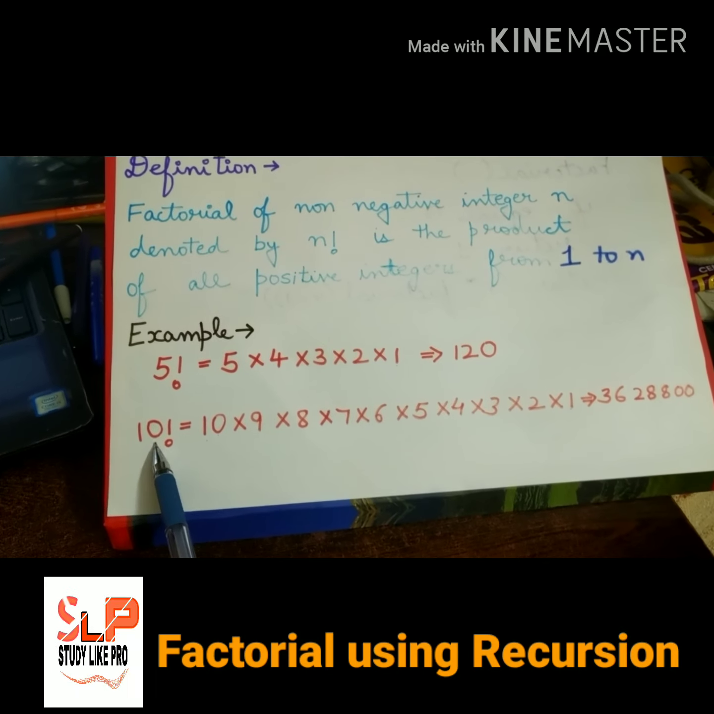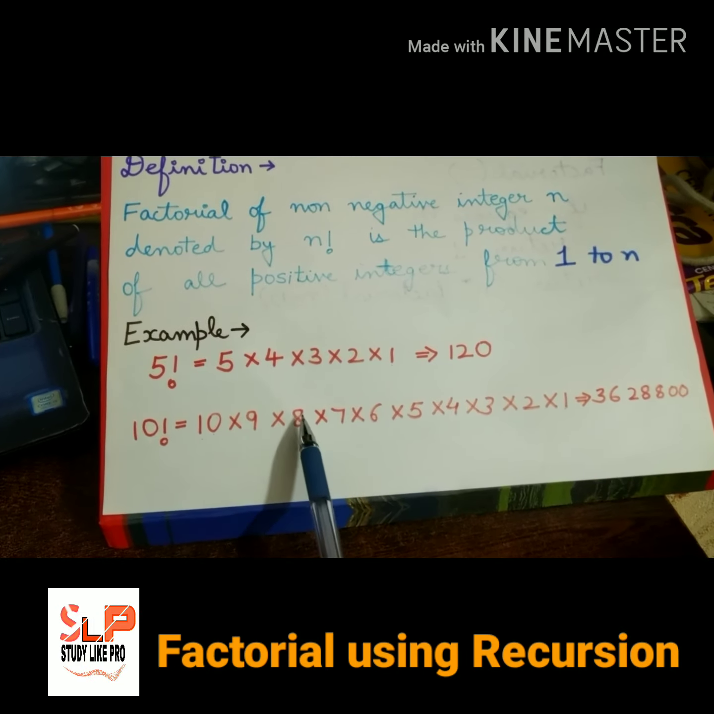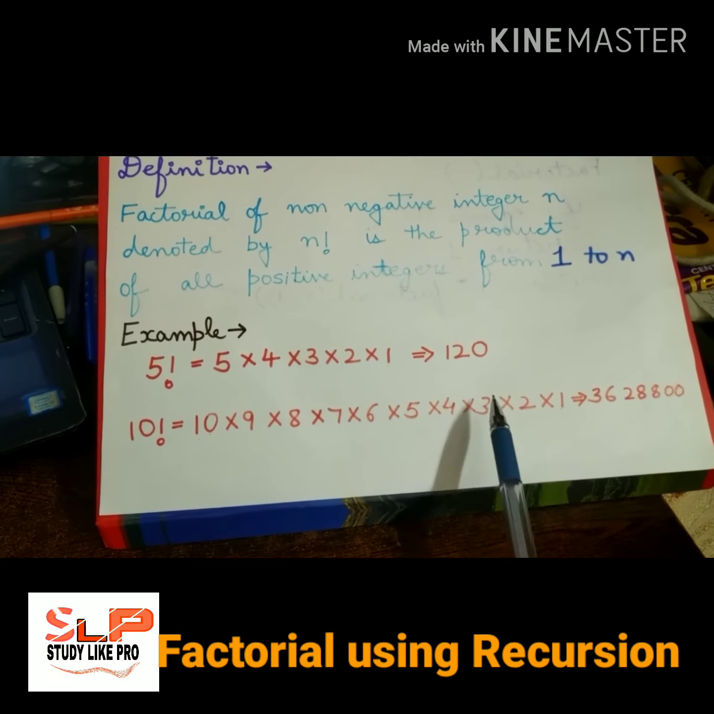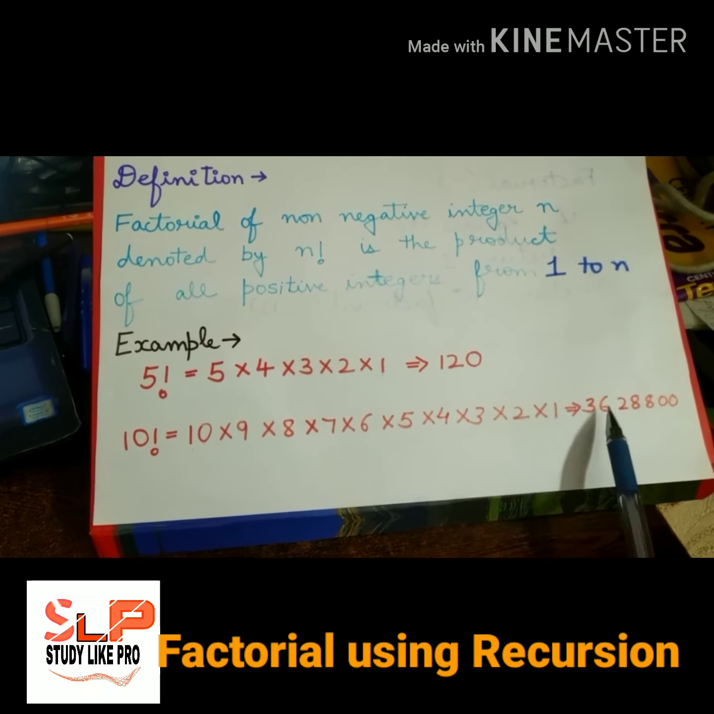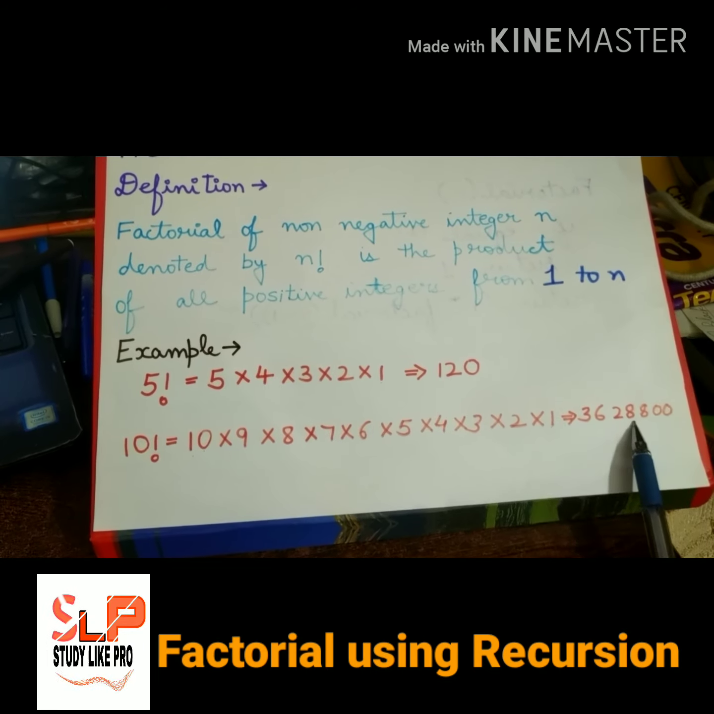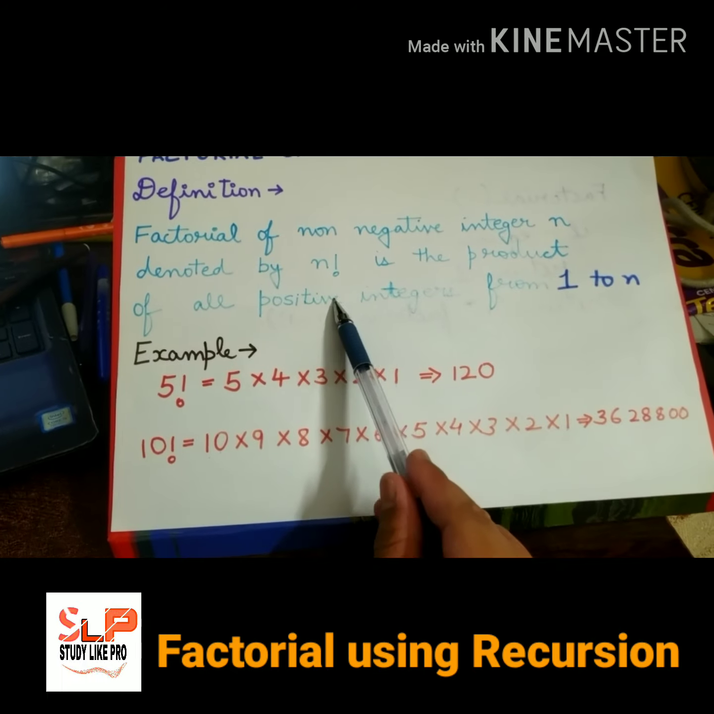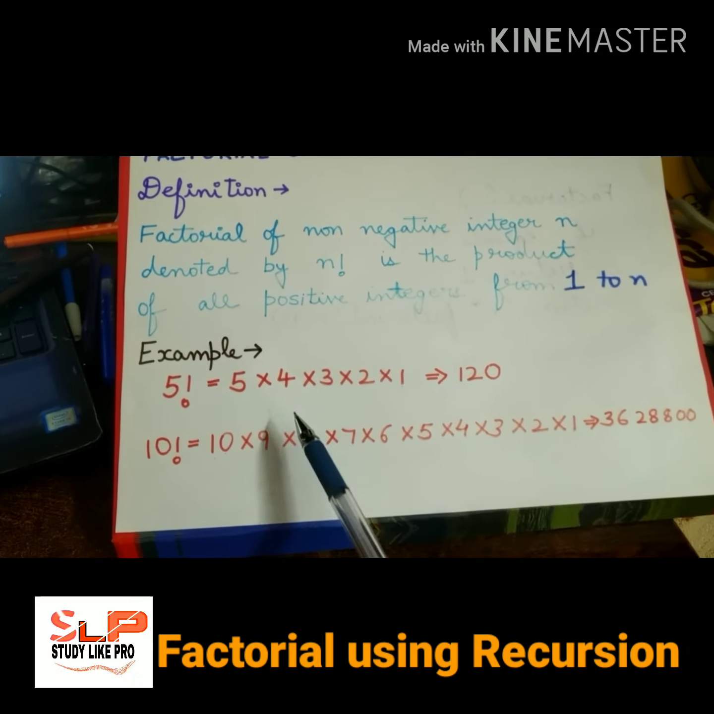Similarly, 10 factorial will be 10 into 9 into 8 into 7 into 6 into 5 into 4 into 3 into 2 into 1. That is 3,628,800. So basically this is the definition of the factorial with two examples.